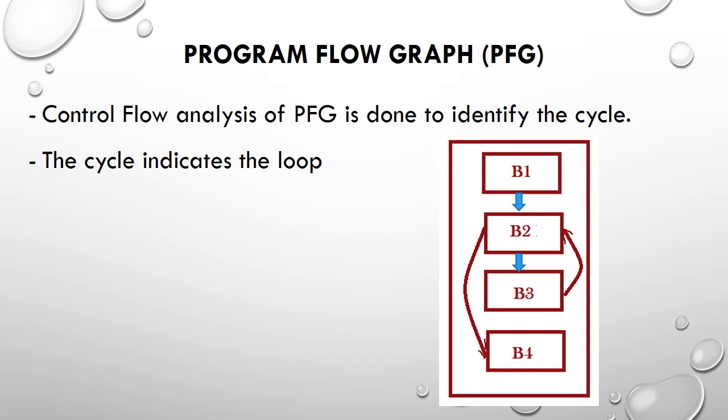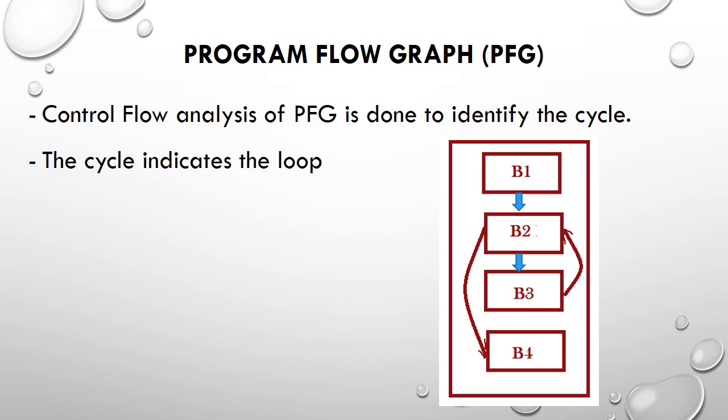So first, once again, understand what the program flow graph is. The program flow graph is actually a combination of the basic blocks. Here B1, B2, B3, B4 are the basic blocks, and the program flow graph means where the program flows from which basic block to which basic block. So we have the directions also shown.